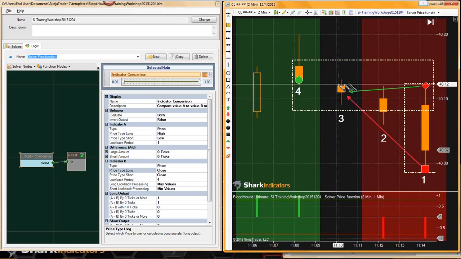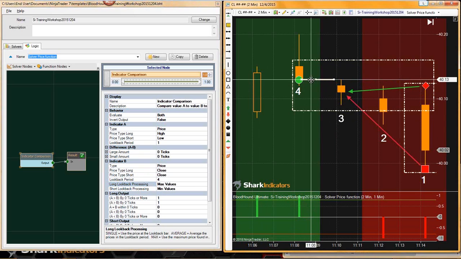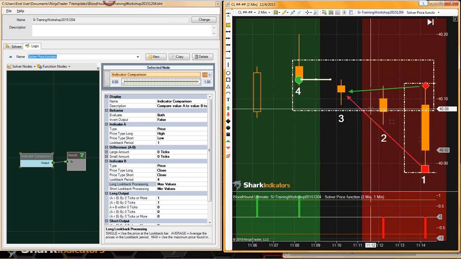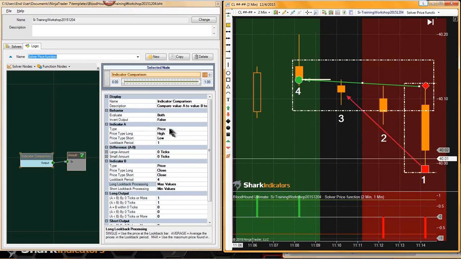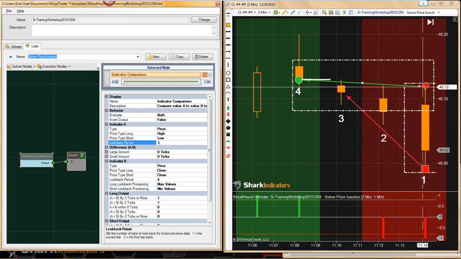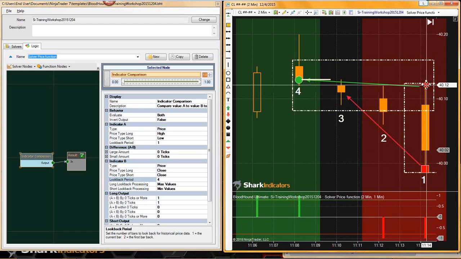What's going to be used to calculate the long side is this price value here, because bar number 4 has the maximum value of these 4 bars. So this is what is going to be compared. This solver is going to compare the high price of the current bar, which is still bar 1, to the maximum closing price of the last 4 bars, which is up here. And we can see that this high price is lower than this closing price here.